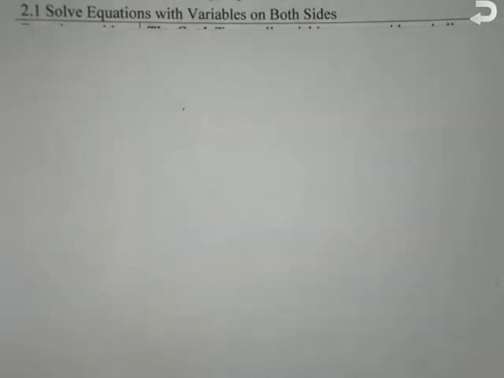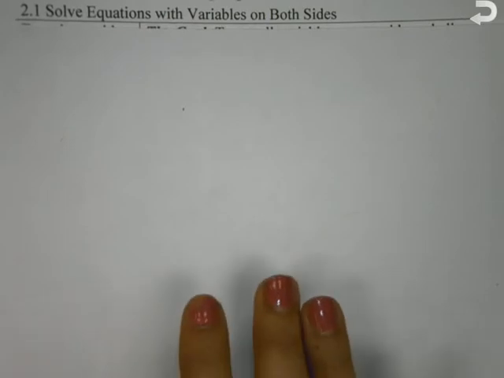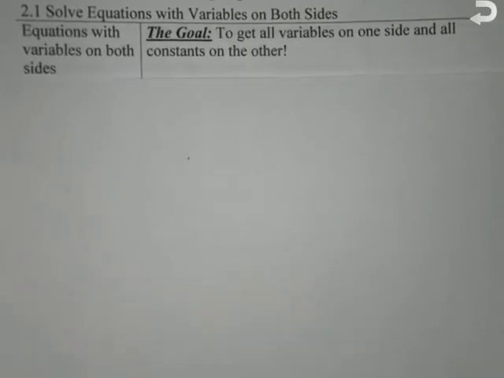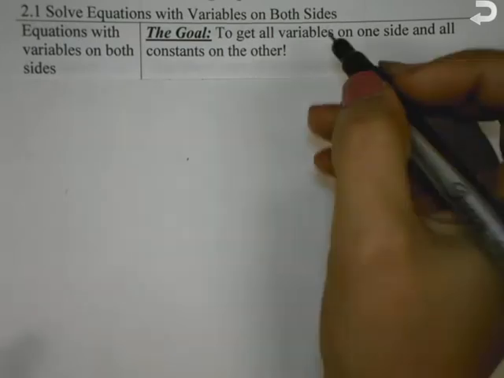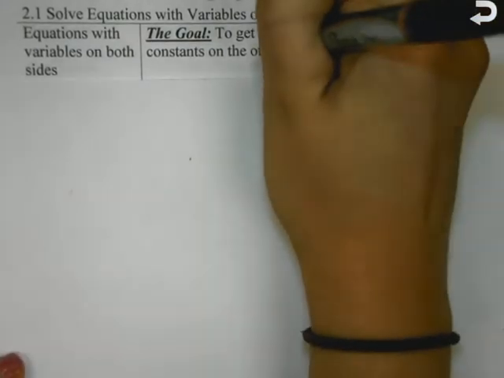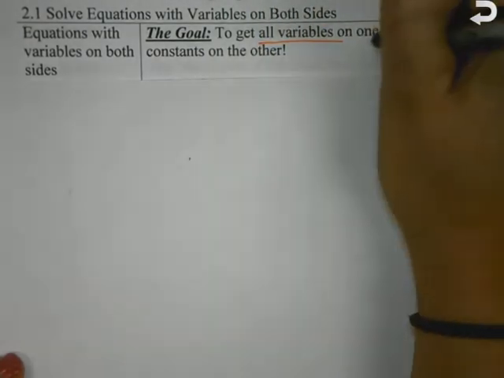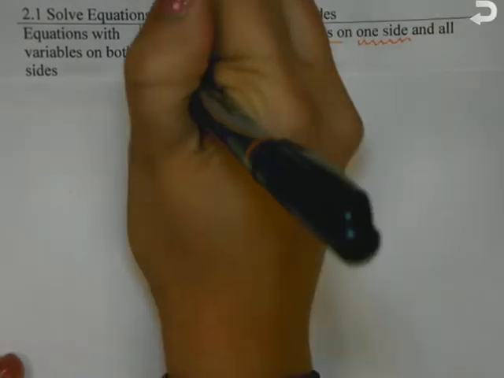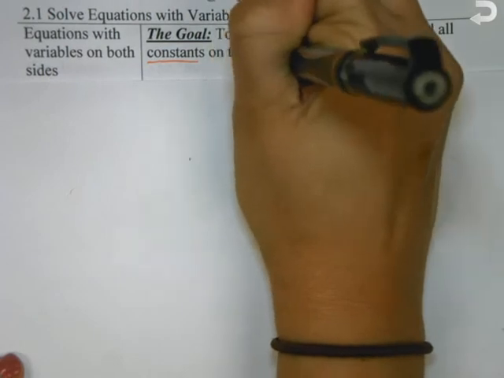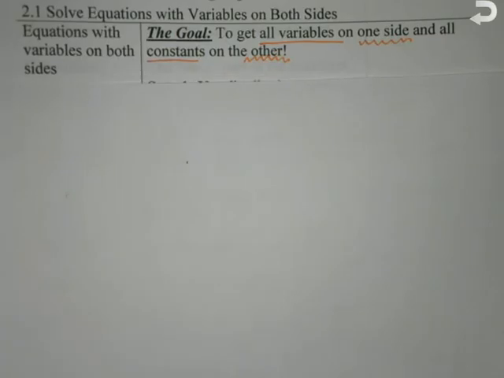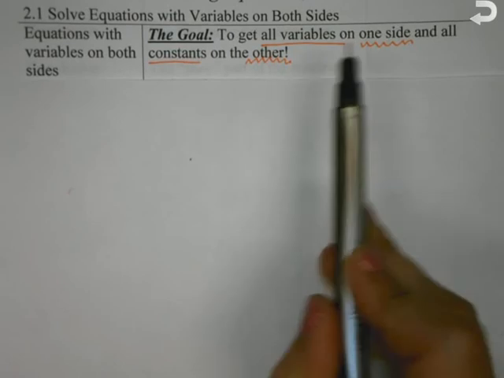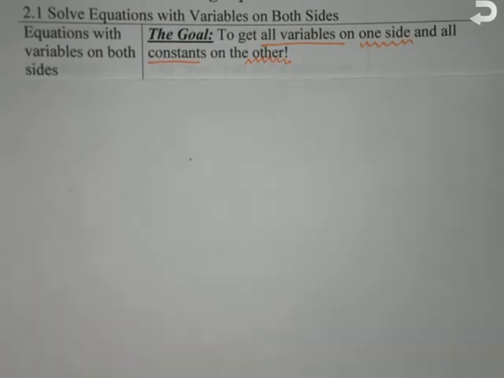In Unit 1, we were solving equations. Unit 2 is more solving equations, but we have variables on both sides of the equation this time. So it's a little bit different in what our stuff looks like. When we are solving an equation with variables on both sides, we have one big overarching goal, and that is to get all variables on one side and all constants on the other side. Okay, so that's our goal.